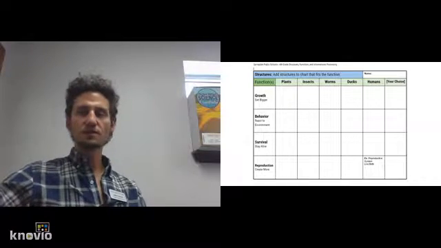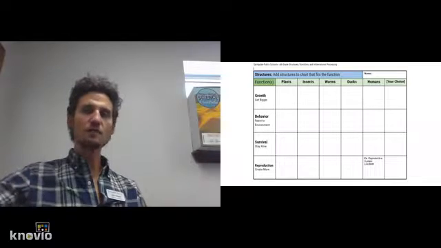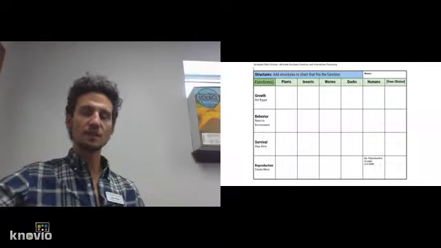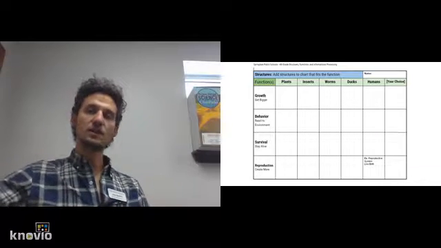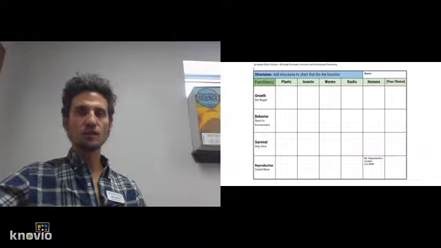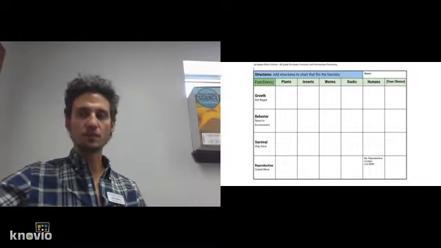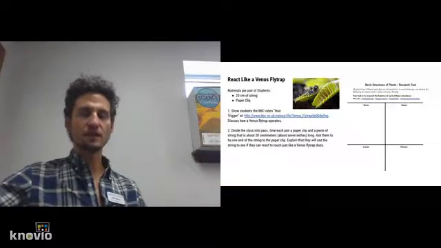This is the structures and functions chart that students will be filling out throughout the unit. For each column, there's places where students can write the different structures that meet those functions. And so this is something you'll be adding to as time goes on. You can make this digital as it is now, or you can have a paper copy if that suits your needs better. So let's take a look at plants and the structures and functions that plants have.